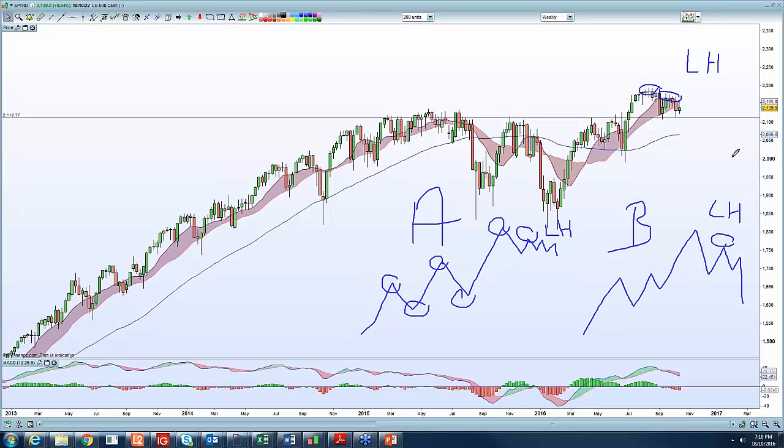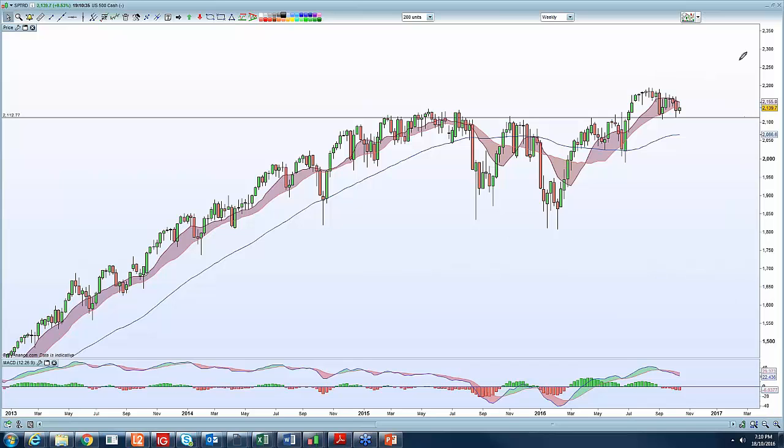So just a heads up on the weekly chart: the uptrend momentum is not there anymore. The weekly chart is still bullish, it's just that this is not bearish yet. It's not bearish until it makes a lower low. So this is still bullish, but the momentum is waning.